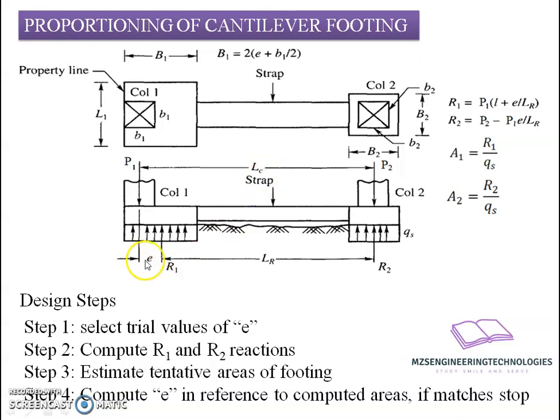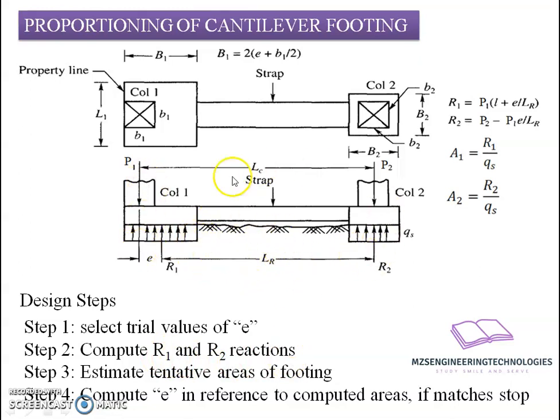So initially we don't know the exact eccentricity borne by the column load, so we have to make an assumption. Select trial values, and the IS code says that the selection of trial values should start with 0.5, which seems in most cases very comfortable for designing the footing. After selecting some E value, we are supposed to compute the reactions R1 and R2 using statics.